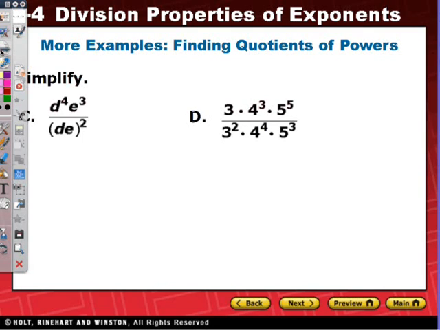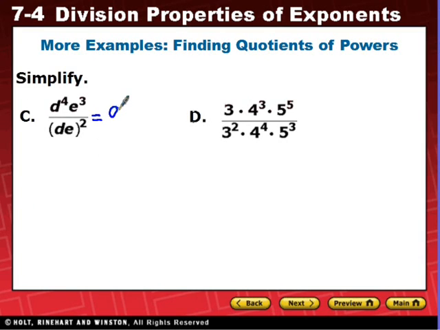Anytime we have parentheses, that comes first in the order of operations. So we have to deal with that part before we deal with anything else. We have d to the 4th e cubed over de squared, which is de times de, or you can think of it the distributing way. So we get d squared e squared. And now we can cancel out d's in common.